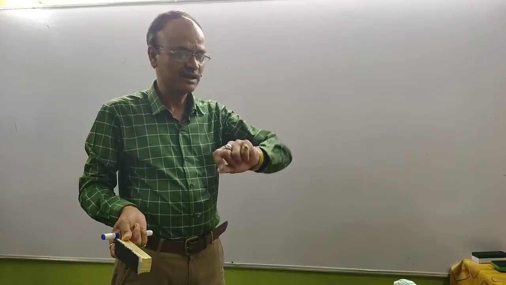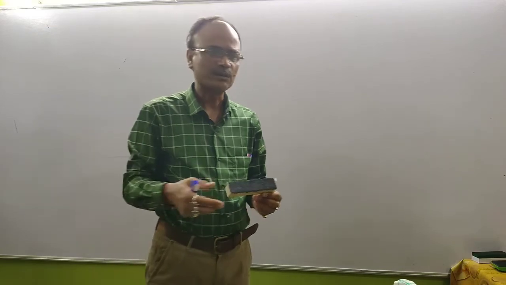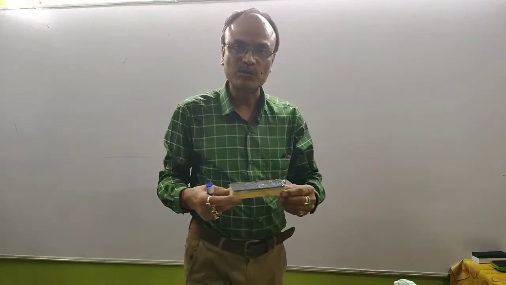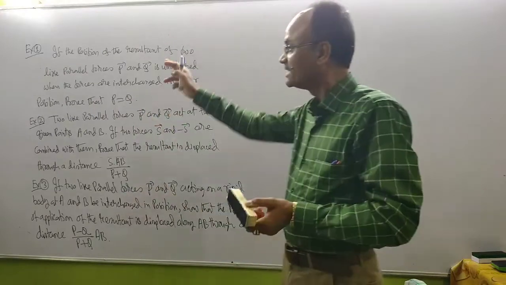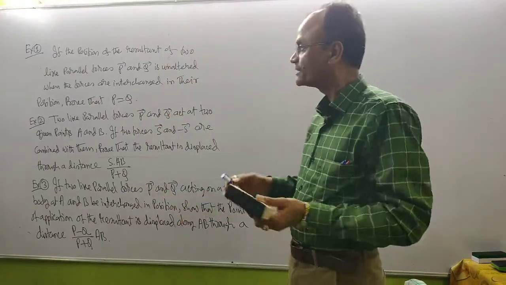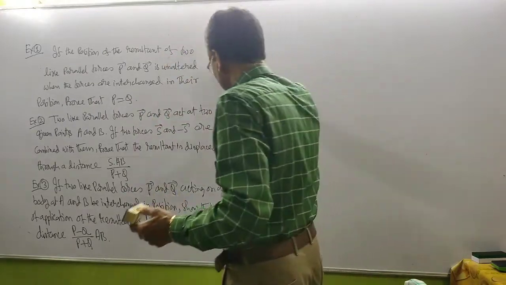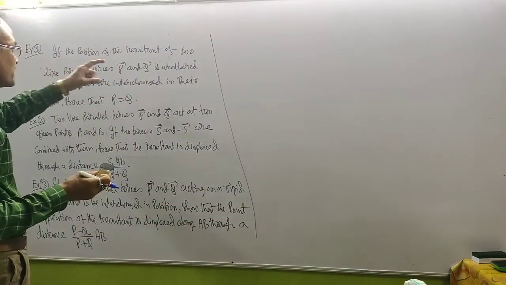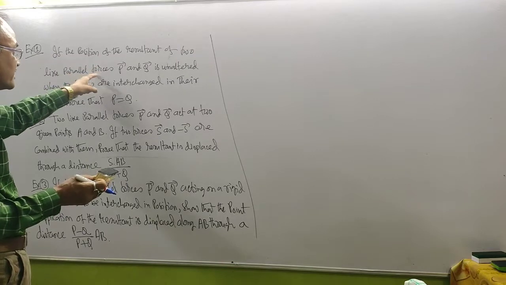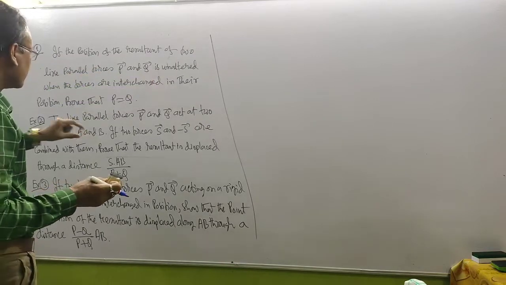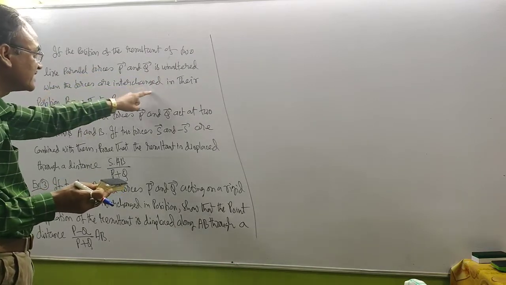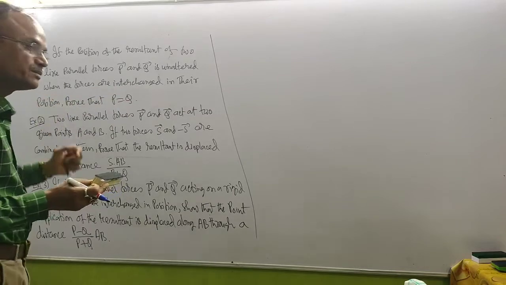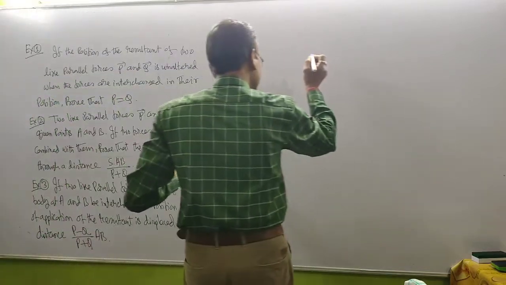Now let me solve some simple problems. Let us try to solve these three problems. Question number 1. If the position of the resultant of two like parallel forces P and Q is unaltered when the forces are interchanged in their positions, prove that P equal to Q.